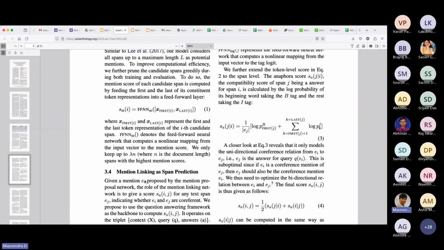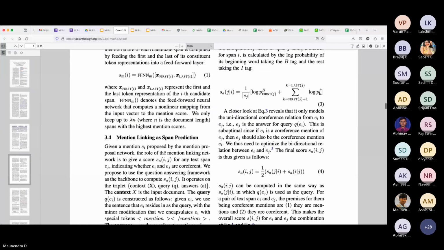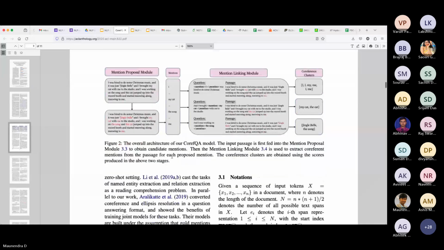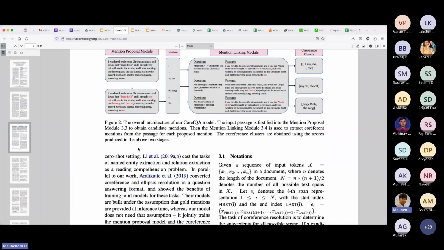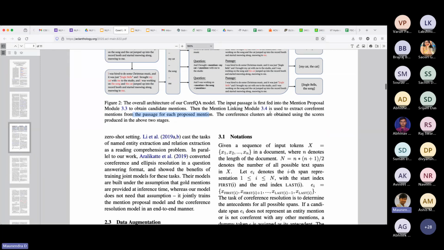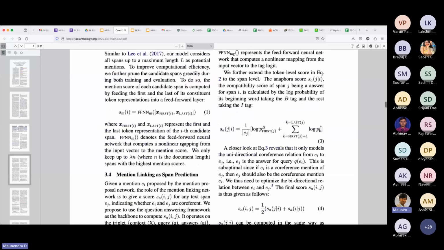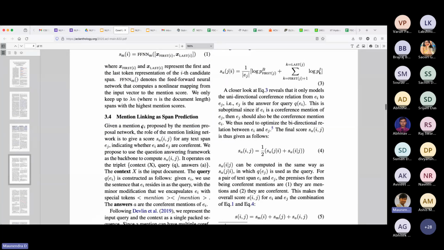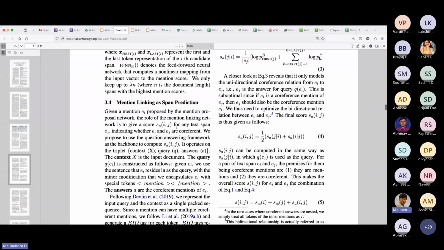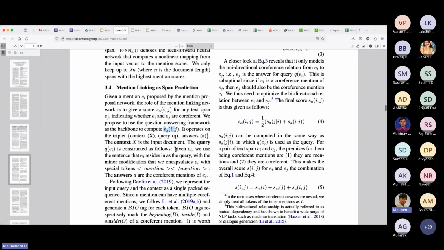Now, given the mention, that is the second stage. The mention linking module is used to extract co-referent mentions from the passage for each proposed mention, and co-reference clusters are obtained using the scores produced. Given a mention e_i proposed by the mention proposal network, the role of the mention linking network is to give scores for any text span e_j, indicating whether they are co-referent. We propose to use the question answering framework as the backbone to compute s_ij. It operates on the triplet of context, query, and answers.